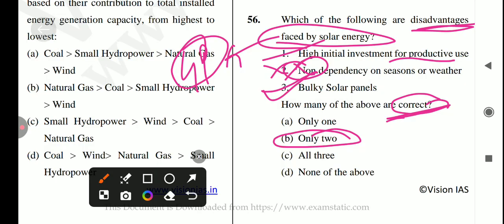Those are the advantages. And if we're talking about the disadvantages, although solar systems don't operate directly at night, they can be used at night thanks to battery banks that store energy throughout the day. Okay, and another one is that no development in storage technology has been done in solar electric yet. Okay, so the answer is option number B.